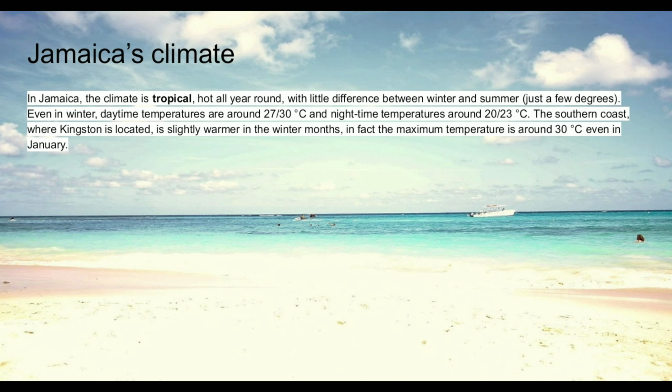So you can imagine the place is really hot. Even in the winter, daytime temperatures are around 27 to 30 degrees Celsius, and this is winter when the time should be cold. So you know that Jamaica is extremely hot. It goes on to give you more information on temperature. It says the southern coast, where Kingston is located, is slightly warmer in the winter months. In fact, the maximum temperature is around 30 degrees Celsius even in January.